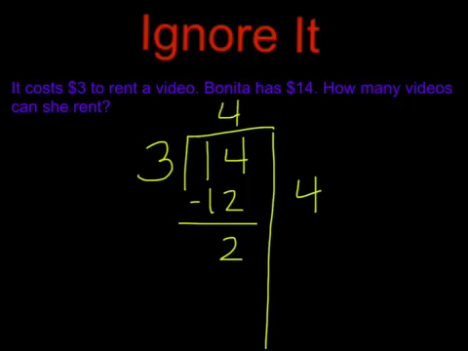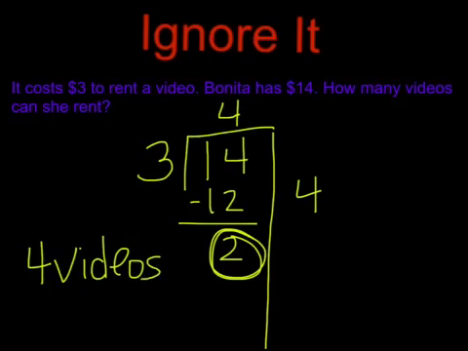Now this is where we're going to think about what this remainder means, because she can't just rent a part of a video, she only has the $2 left. So in this case, we are going to ignore our remainder, and our answer is going to be that she can rent 4 videos. No remainder.